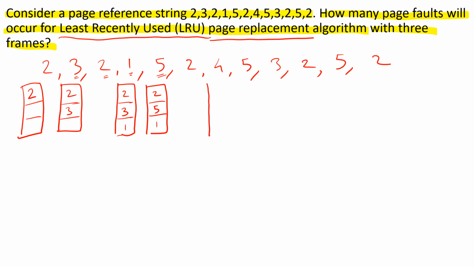Then we want page number 4. Out of 2 5 1, the least recently used page: 2 is used here, 5 is used here, and 1 is used here. So 1 is the least recently used page out of 2 5 and 1. So we select 1 as the victim and we take 4 into main memory. Then we need 5, it is already there, no page fault.